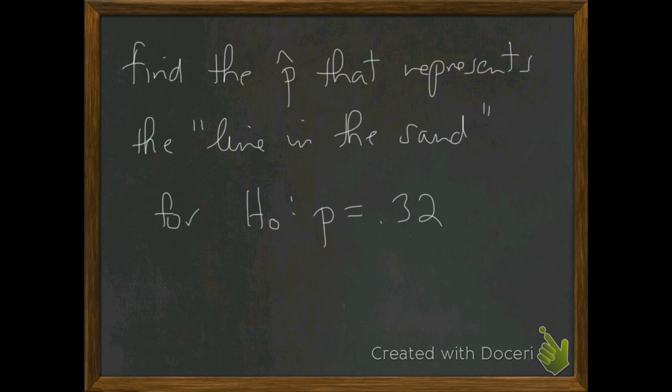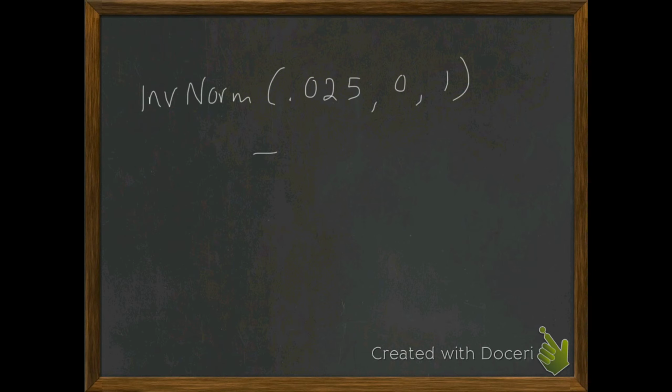Now you should already know that this is going to be negative 1.96, because when you have 2.5% to the left and 2.5% to the right, you have the z criticals for the 95% confidence interval. But if it isn't clicking just yet, don't sweat it. Plug it in your calculator and you'll see you get negative 1.96.